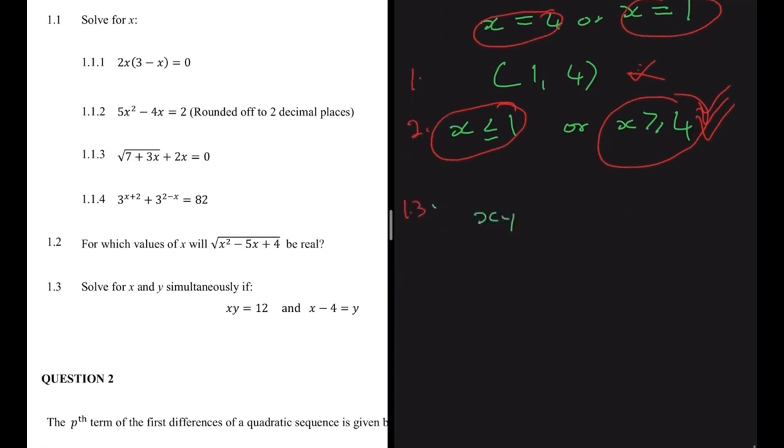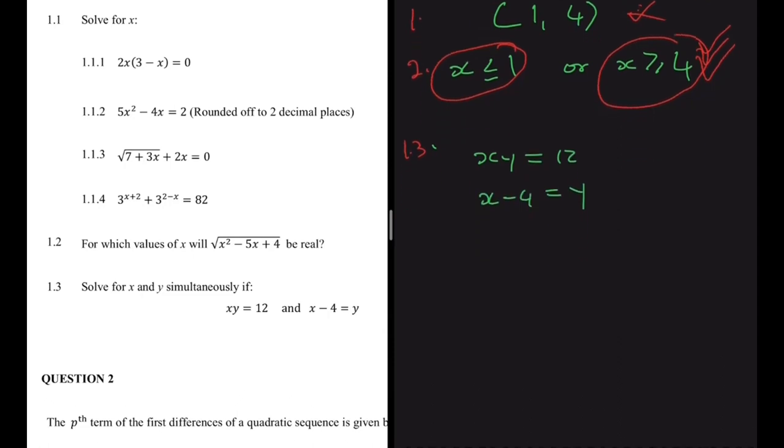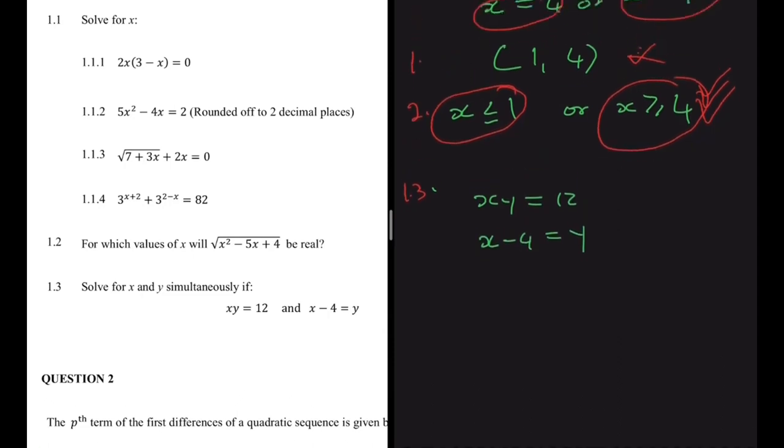Last but not least, let's solve simultaneously for x and y. So we have xy equals 12, and then x minus 4 equals y, right? If I make x or y the subject of the formula in this equation, I'm going to get a fraction, and I'm going to have to deal with the fraction, which is something I don't really want, right? So I'll just make x or y the subject of the formula in this second equation.